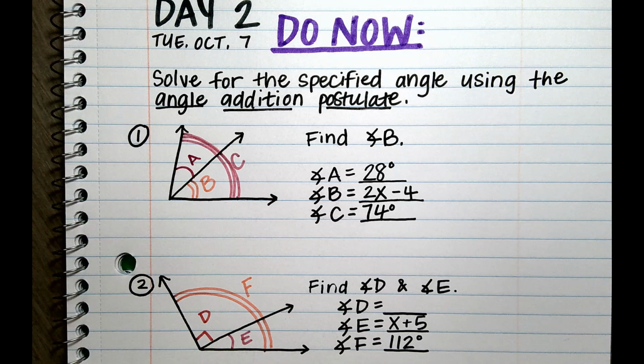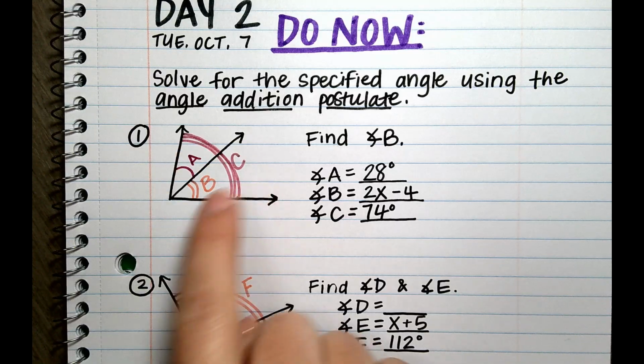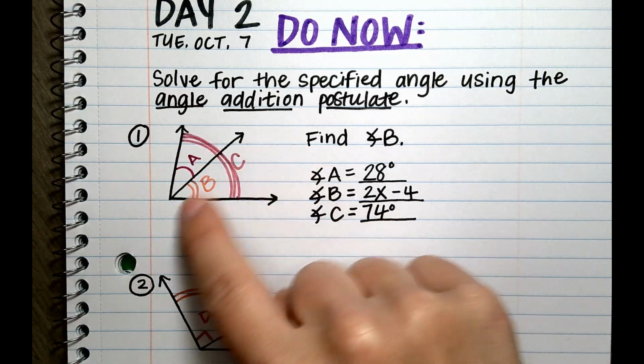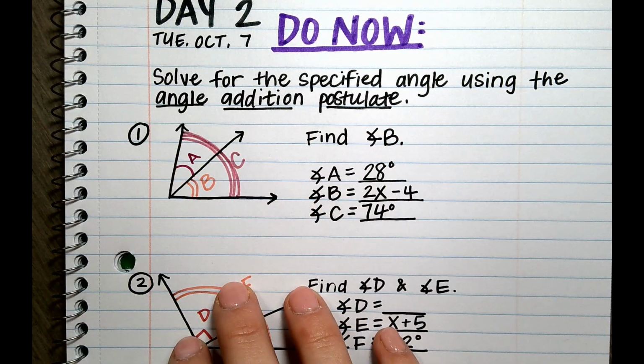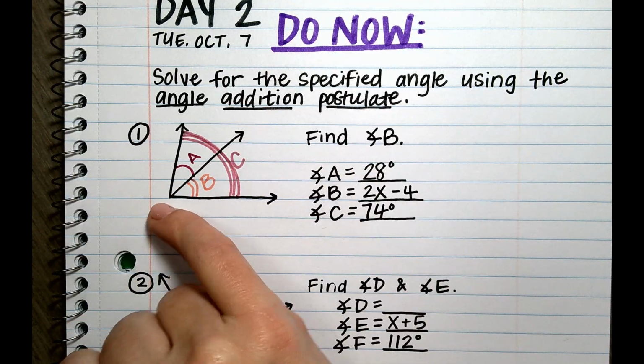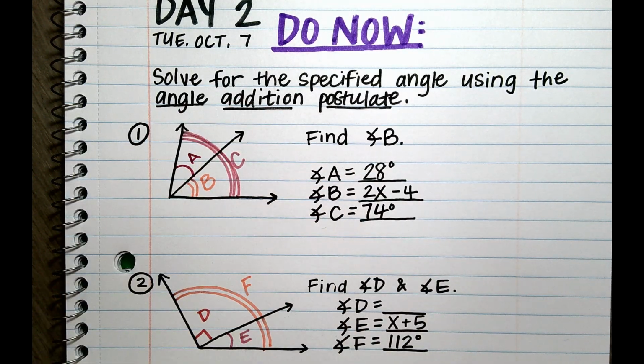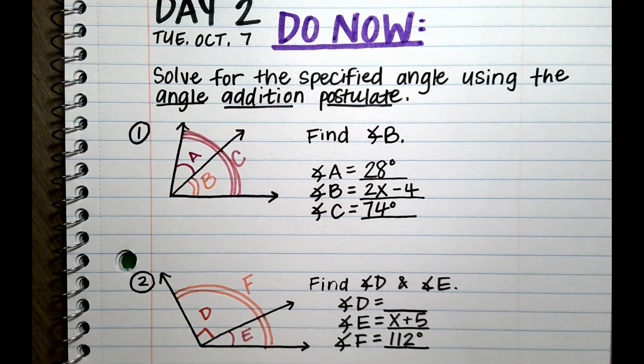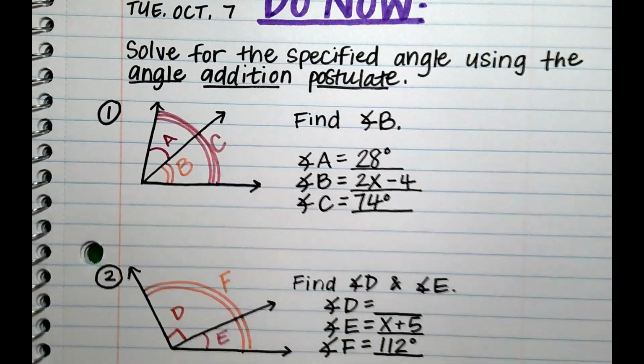What is that? A plus B equals C. As long as A and B share a side length, I don't know if that's what you would call it, not a side length. If they're sharing a ray and a vertex, meaning they are adjacent, right next to each other, you can add them together to find the combined size of the full angle C. So it's just a rule that we follow.